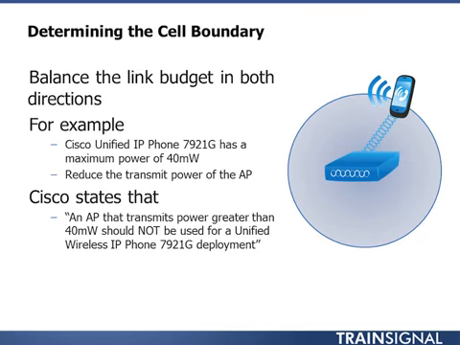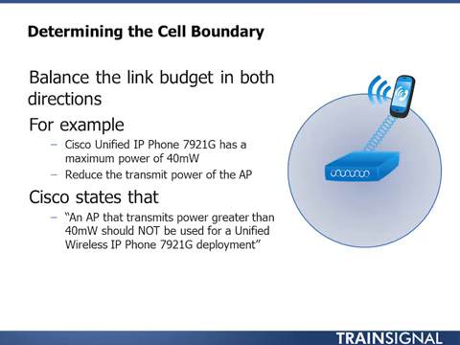So bear in mind you must balance your deployment, catering for the phone signals being able to reach the access point. You don't just look at the access point outward signals. You have to consider the transmissions in the other direction.